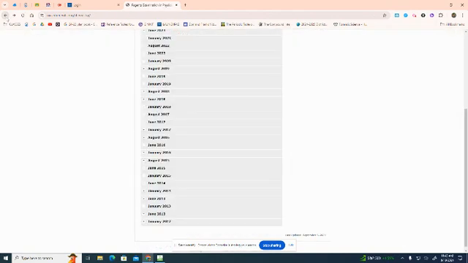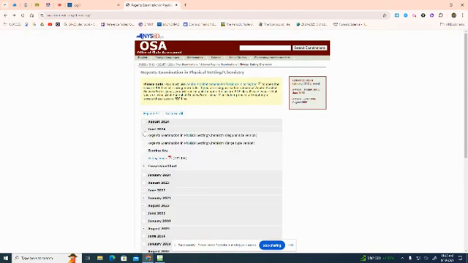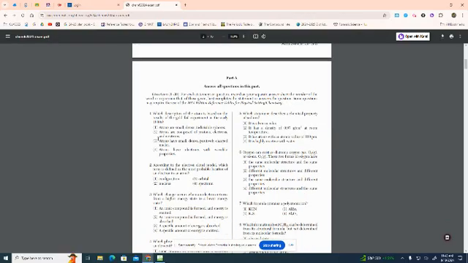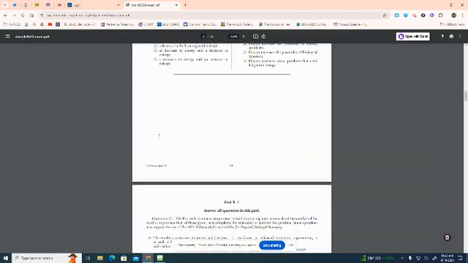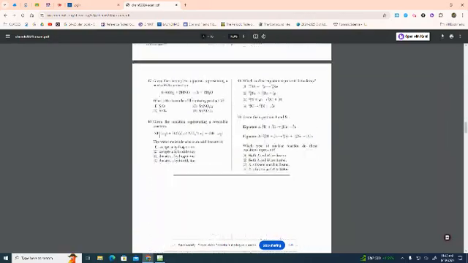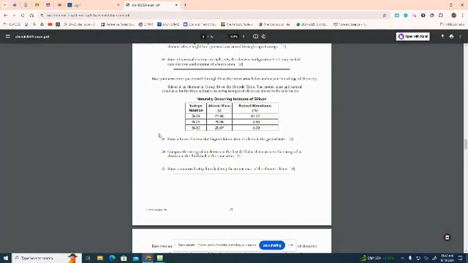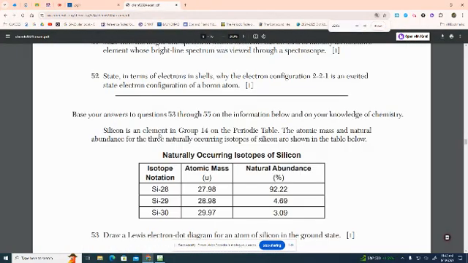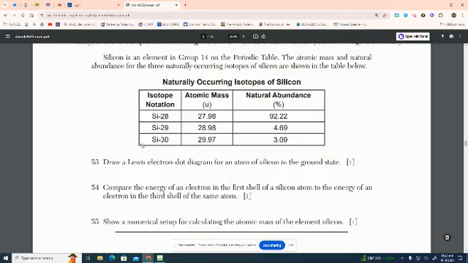Now, every Regents exam, let's go to June of last year. Every Regents exam is going to have a question on average isotopic mass. It's just a matter of finding it. Sometimes it is going to be on part A, which is multiple choice. Sometimes it is going to be on part B or C, which is going to be short answer. This happens to be short answer. So let's take a look at this question real quick.